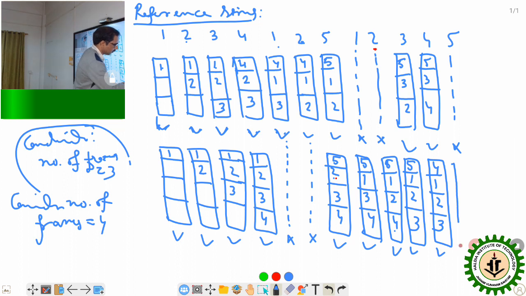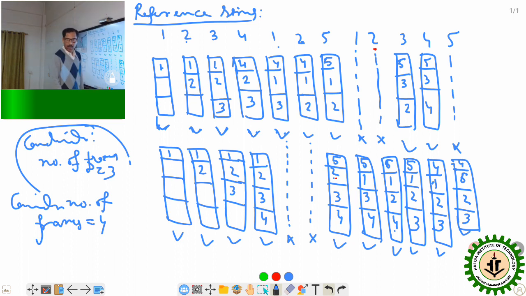So replace the one page which is the oldest from among these 4 pages. Which is the oldest one? 1 is the oldest one. 1 was allocated first in this memory. So 1 will be replaced by 5. So 4, 5, 2, 3. A page fault occurs. So how many page faults occur if we increase the number of frames?